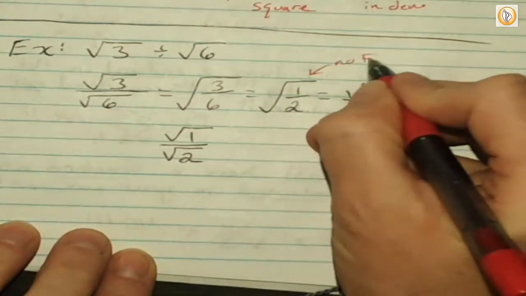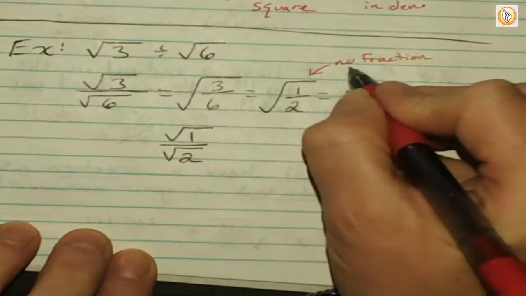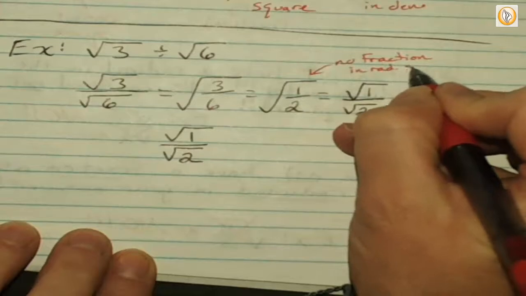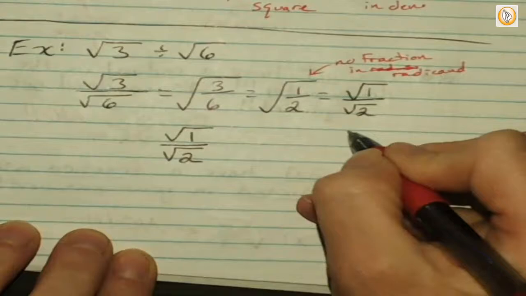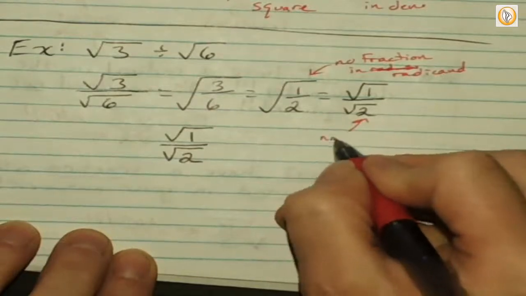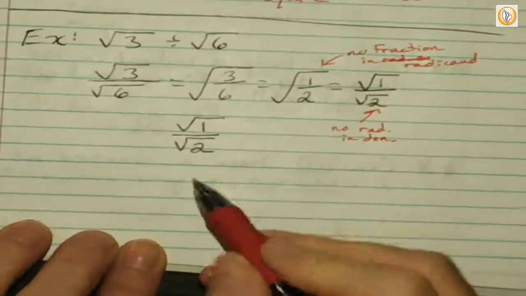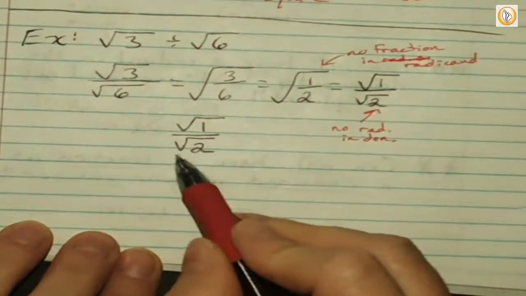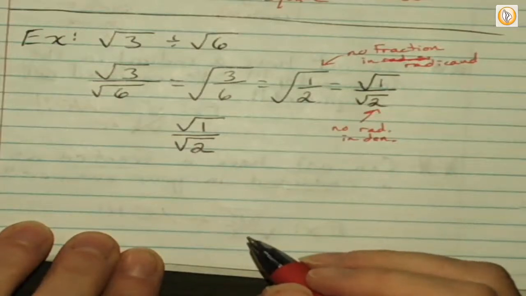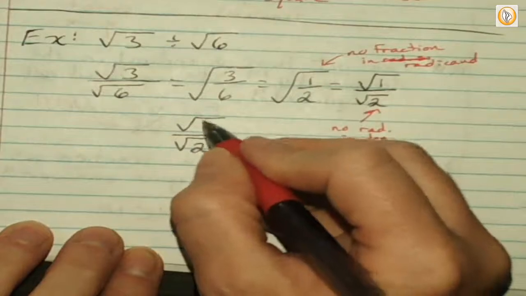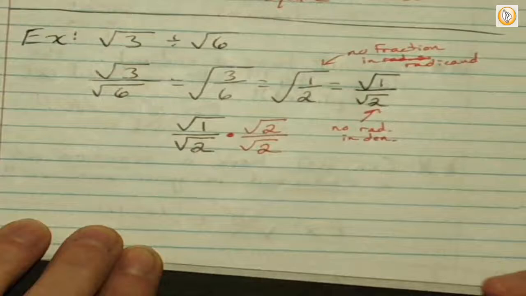So we can't have a fraction in the radical sign, or in the radicand, I should say. And we can't have a radical in the denominator. So, Valeria, how do I get rid of this radical 2 here? Multiply what? Okay, so I'm going to multiply the top and the bottom by the square root of 2. Excellent.